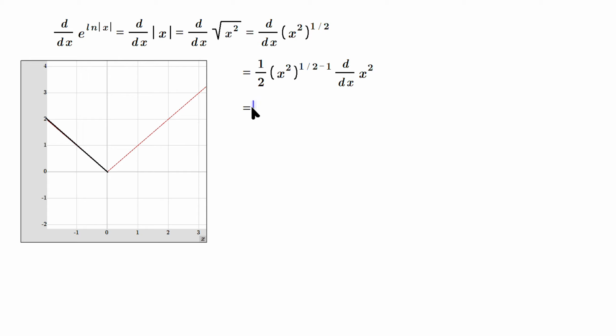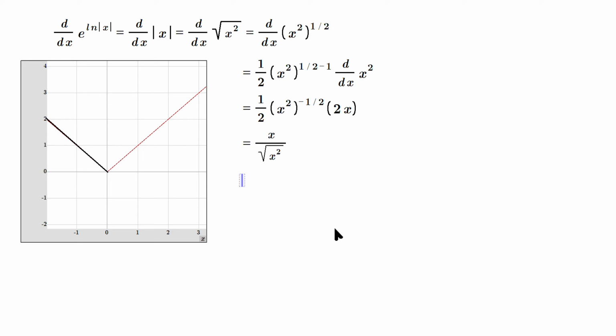And then simplify. So 1/2, it's going to be at first x squared, but then it's going to be raised to the 1/2 minus 1, which is negative 1/2. And then times 2x. All right, the 2 and the 2 will cancel, and then negative 1/2 will go into the bottom. So in other words, you're going to have x over the square root of x squared.